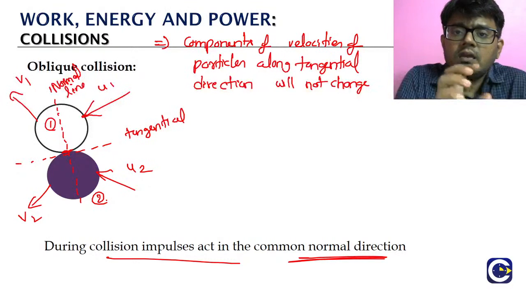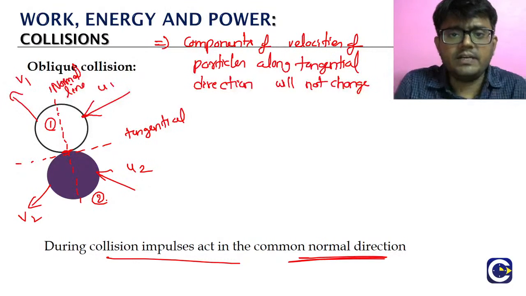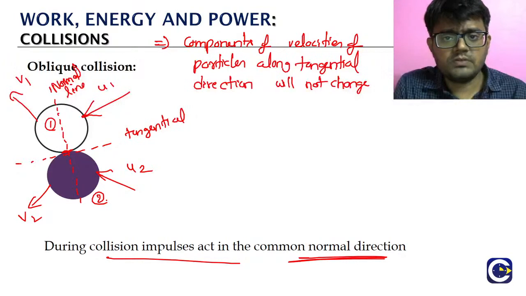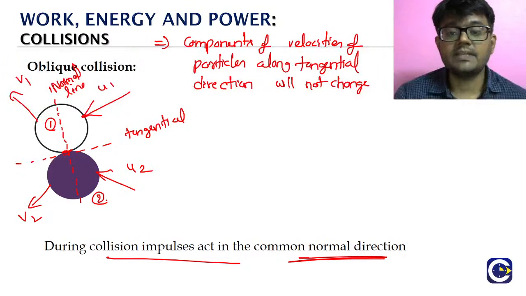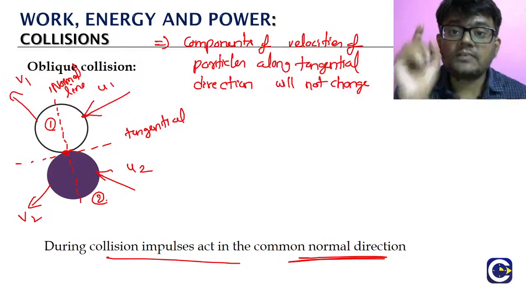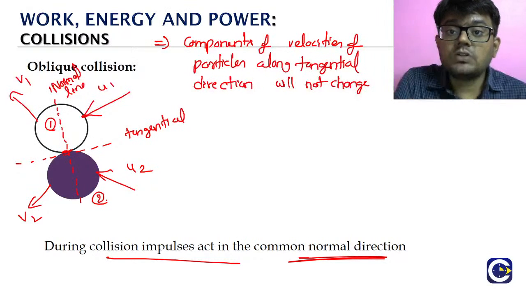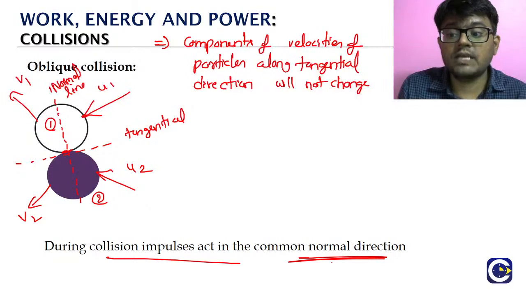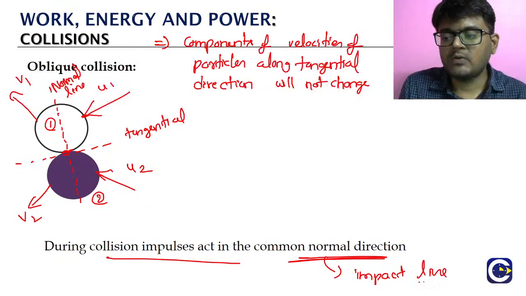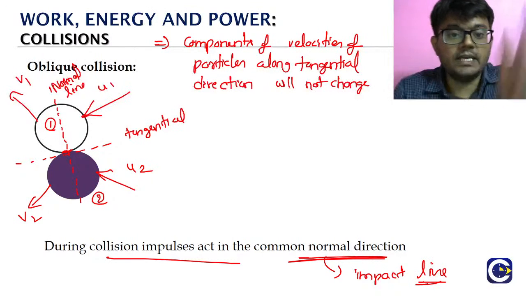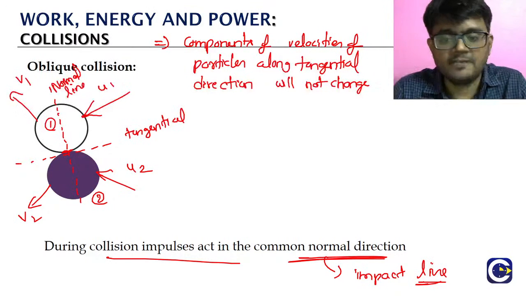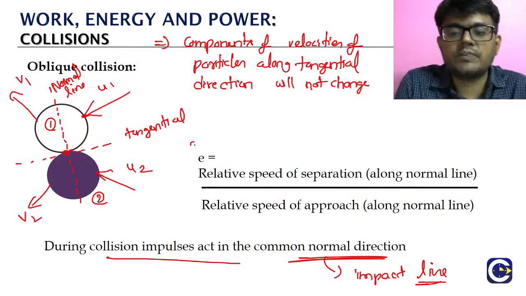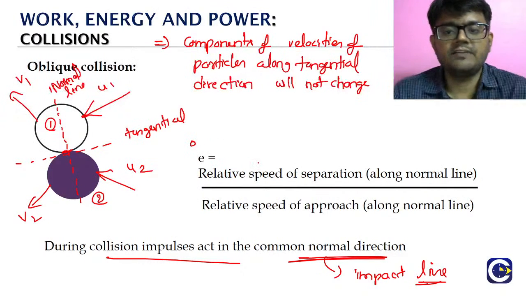restitution is the velocity of separation after the collision divided by the velocity of approach before the collision, right? But here, the coefficient of restitution is also defined along that normal line. So instead of saying normal line, we also sometimes call it the impact line. Okay, so the normal line is also called what? Impact line. Look here, so the coefficient of restitution, this is how its definition comes.